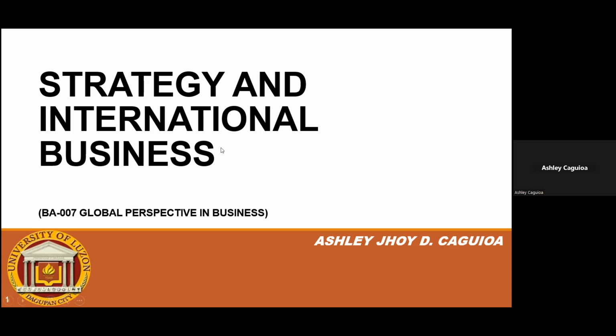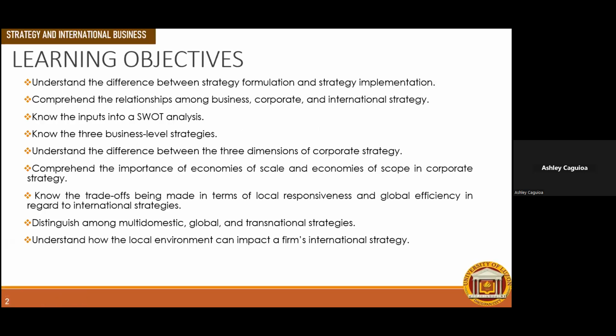Number one, check the difference between strategy formulation and strategy implementation. Number two, comprehend the relationships among business, corporate, and international strategy. Number three, know the inputs into a SWOT analysis. Next, know the three business level strategies. Understand the difference in the three dimensions of corporate strategy.